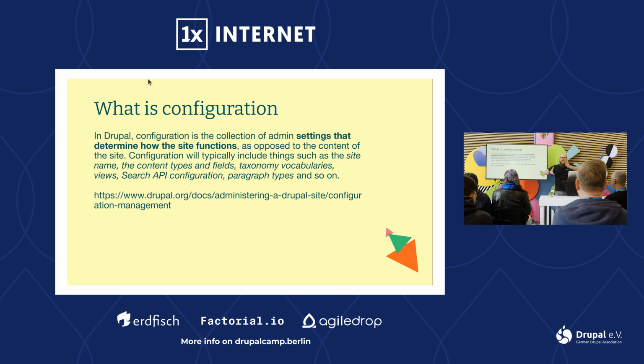So to get the basics right, what is configuration? In Drupal, configuration is everything that can configure a site, all the settings that differentiate your specific site from another site, which is content types, fields, taxonomy vocabularies, Search API configuration, paragraphs, all paragraph types, those kinds of different things. Those are all configuration. Actually, this is how Drupal.org defines it itself.